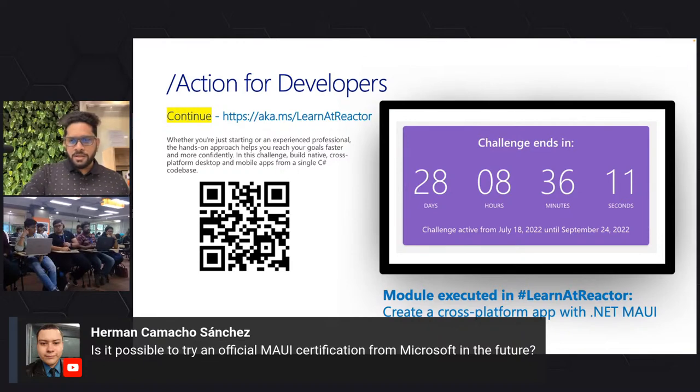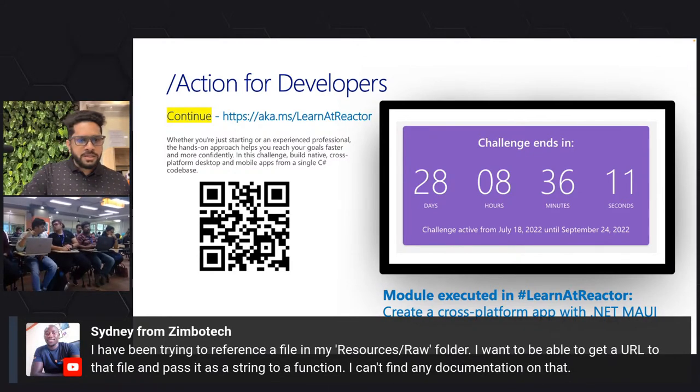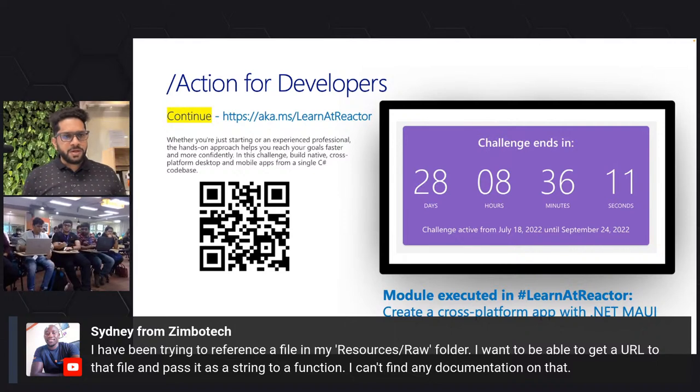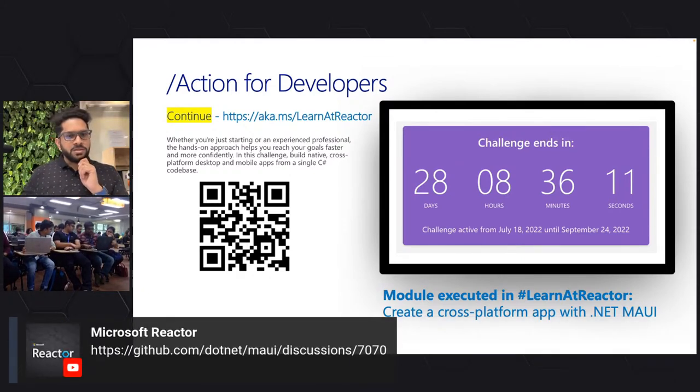Sydney from Zimbotech, I hear you. You are having challenges with the resources folder. Have you made sure that the file has been tagged as an embedded resource? If not, try making sure of that. I will send you a similar discussion that's happening on github.com/dotnet/maui, so it'll be in your comments. Go ahead and check if that answers your problem. If not, I would encourage you to start a new discussion telling the exact problem, and hopefully some community members who have already done that can help you.